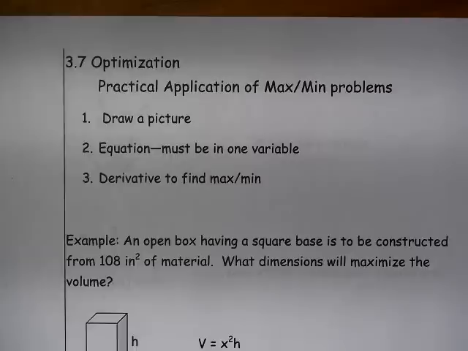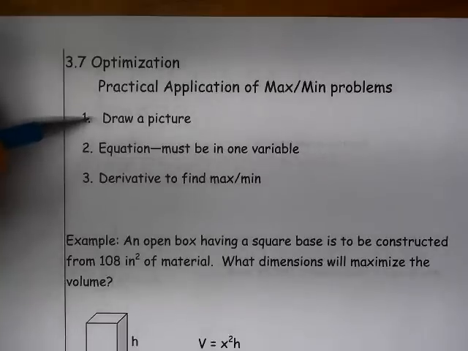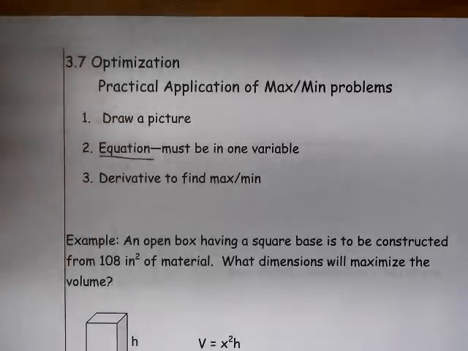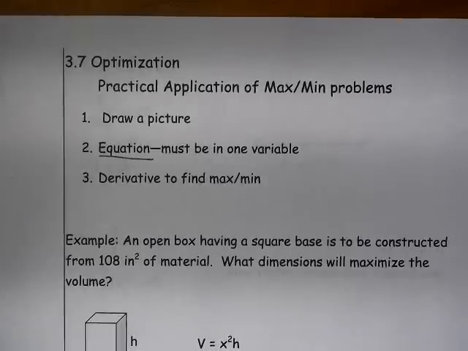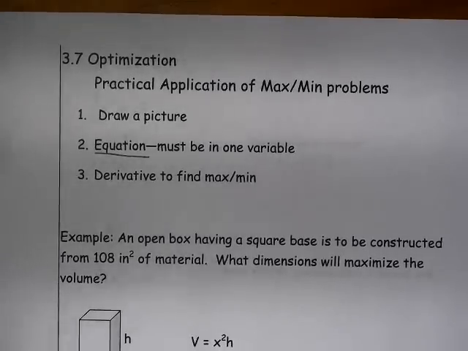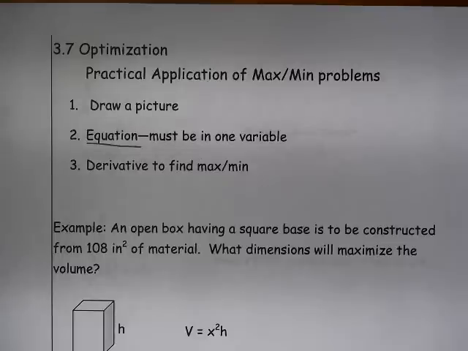These problems, each one is kind of unique geometrically. So we want to draw a picture to help ourselves understand what's going on in that situation. We want to write an equation, so we want to figure out some kind of relationship between the quantity that we want to optimize and other parameters. And we want to write that in terms of one variable. So we'll see, I'll give you kind of an example of how we might do that.